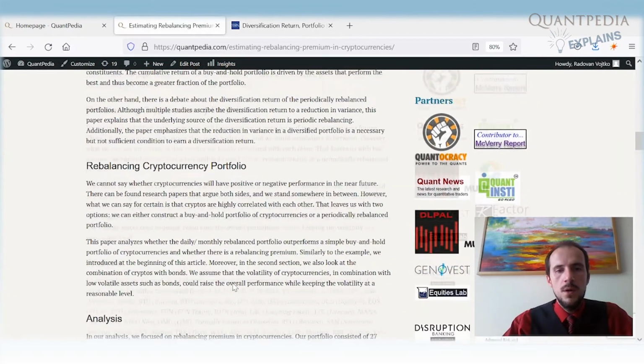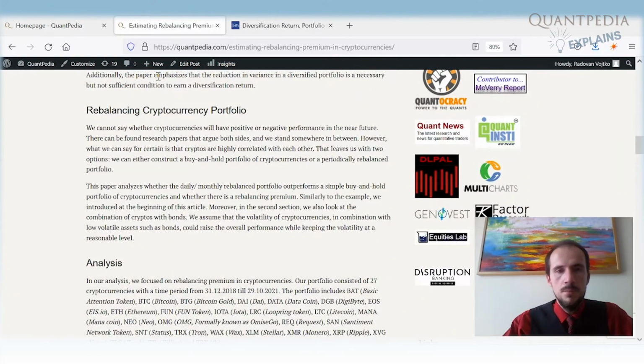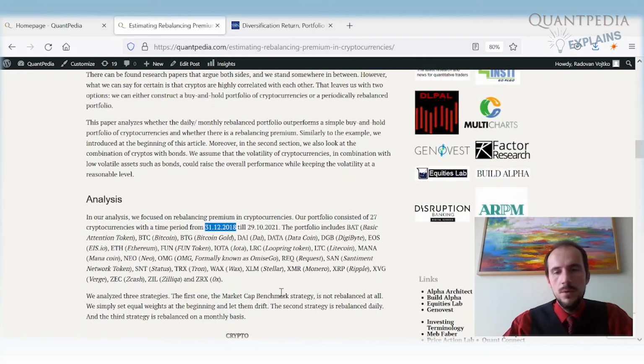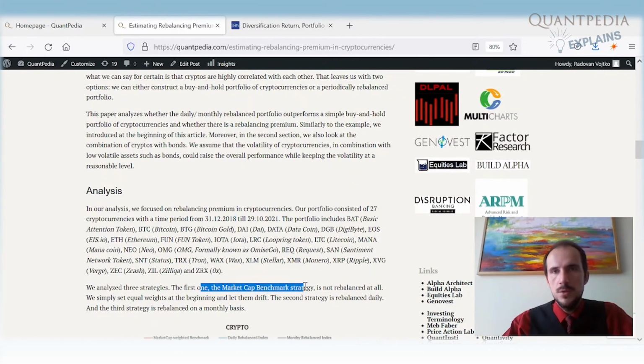Let's move to cryptocurrencies and let's see how the rebalancing of a cryptocurrency portfolio would look. So in our analysis, we built a portfolio that consists of 27 cryptocurrencies over a time period from the end of 2018 until the end of 2021. The portfolio consists of multiple, mainly large cryptocurrencies. And we analyzed three strategies. So the first one is the benchmark strategy. So it's not rebalanced at all.